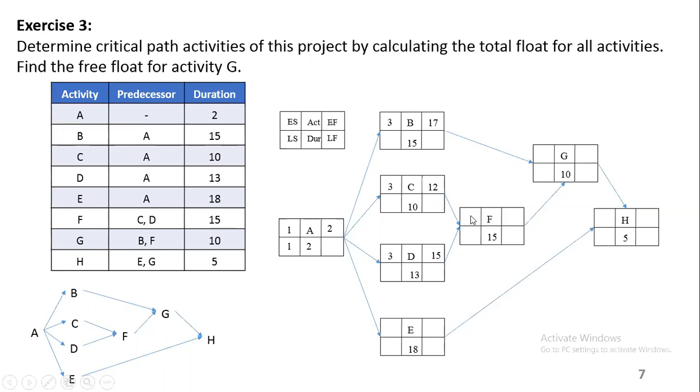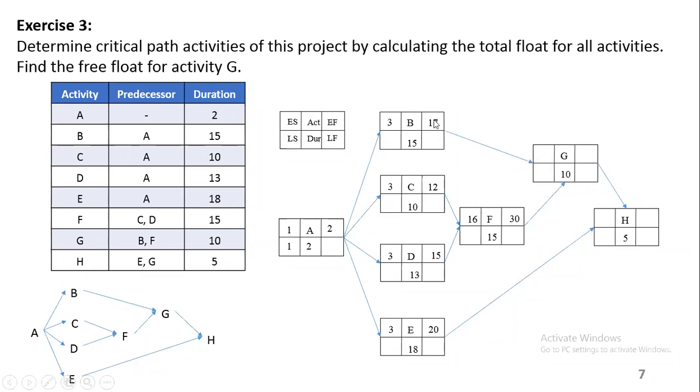Okay, for activity F, what is your early start? 16. I didn't go to this one, I went to E. Okay, we can finish this one. 3 plus 18, that's 21. Minus 1, it's 20. Activity F, you said 16. 16 plus 15, 31. Minus 1, 30. Then we go to activity G.